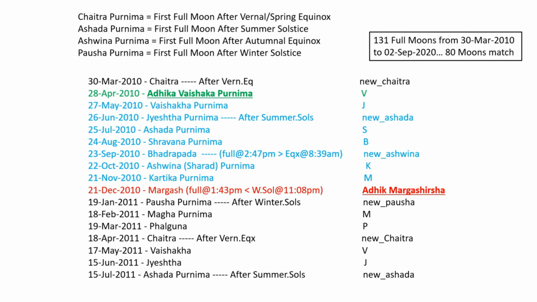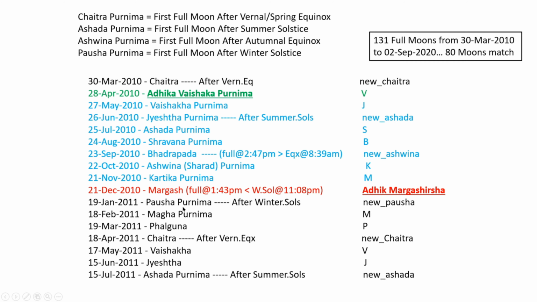So this is a sample. Using these definitions, let's try to plot. This is the old definition of the months taken from the Drik Panchang of the North Indian calendar, the North Indian system. We considered about 10 years. This is just a sample that we have posted here. We consider about 131 full moons in this 10-year period, of which 80 moons match. In 80 of them, whatever the season name appears here, the same season name appears here. Say if it is Vaishakha here, it is Vaishakha here, Jyeshtha here, Jyeshtha here. But in between there will be mismatches.